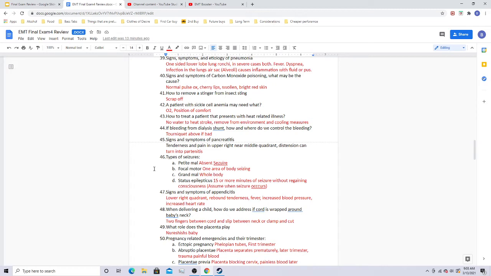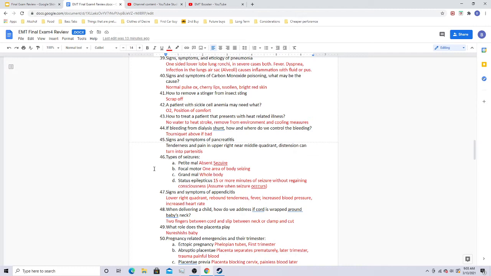A patient with sickle cell anemia may need what? O2 in position of comfort. There's a whole lot of nothing you can do in the pre-hospital setting, especially as an EMT, for an anemic patient. And sickle cell anemia will inhibit the hemoglobin's ability to get oxygen through diffusion, so it's always good to give them that good old O2.